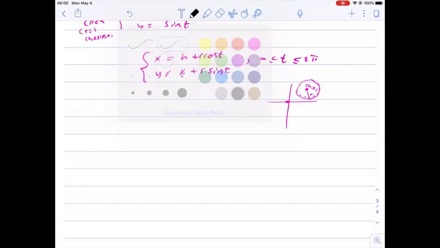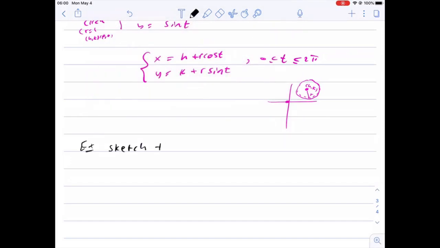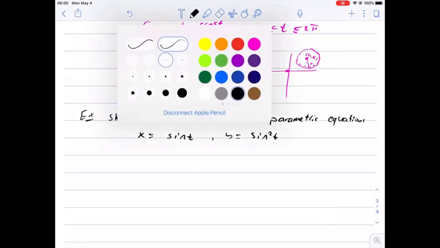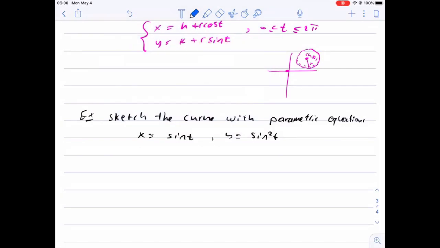Now let's take another example. We want to sketch the curve with parametric equations x equals sine t and y equals sine squared t. Okay, we want to graph that curve.